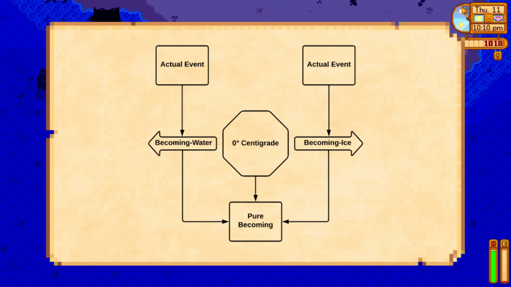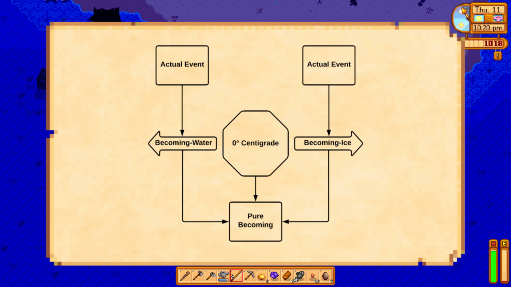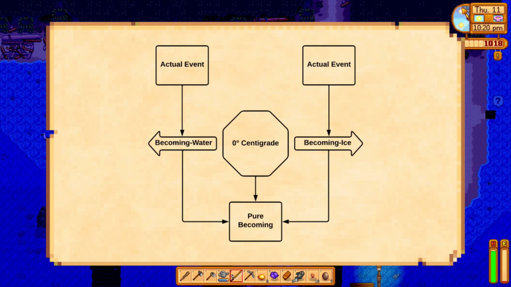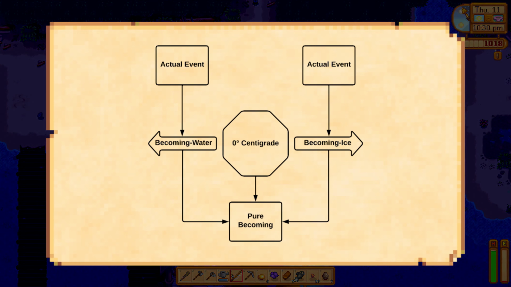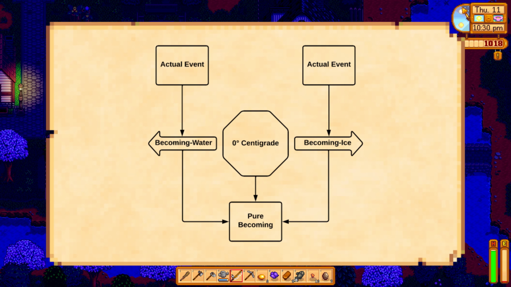Take 0 degrees as an example of a threshold where becoming takes place. In the actual, water either becomes ice or ice becomes water. Only one of the two can occur. This is what is represented on the top section. However, this isn't at all how it works in the virtual. Here, the threshold is the event itself, one that is never actualized. Both directions of becoming occur in parallel. It's a melting freezing event which never actually occurs, as DeLanda says.